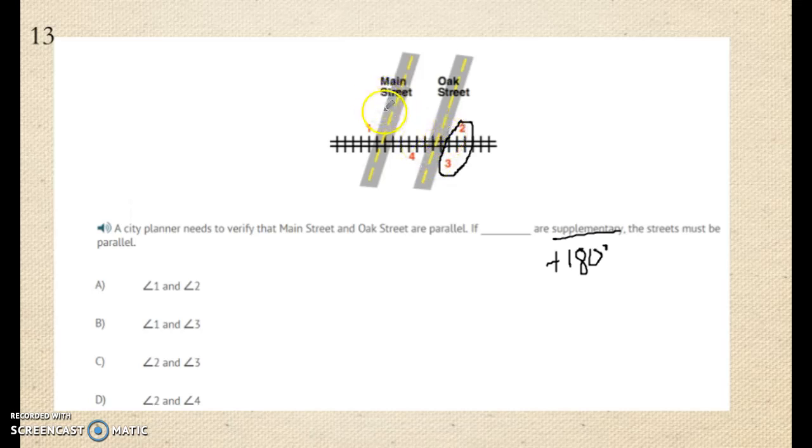No, it doesn't say anything about Main Street. It only talks about Oak Street. So we're going to throw out 2 and 3. All right. Let's look at some other angles. 2 and 4 was another option, but those are vertical angles. And again, that's only dealing with Oak Street. That's not really helping us.